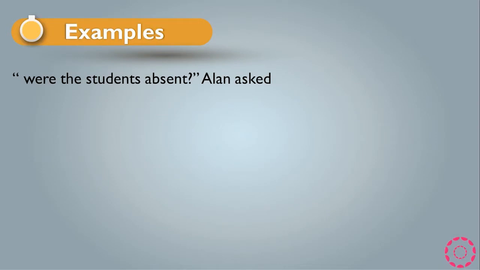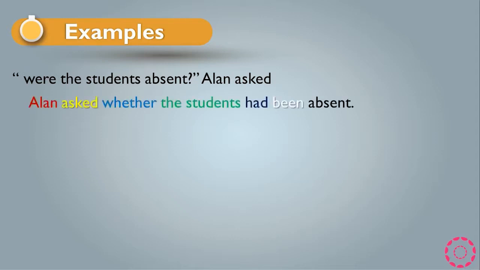Another example. Were the students absent? Alan asked. So it became: Alan asked whether the students had been absent. As you see, again it is past simple, so you have to change to past perfect. Alan asked, or wanted to know, whether the students had been absent. Why do we write down been? Because the past participle of were is been.